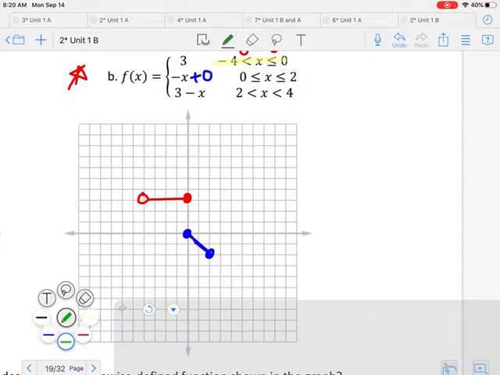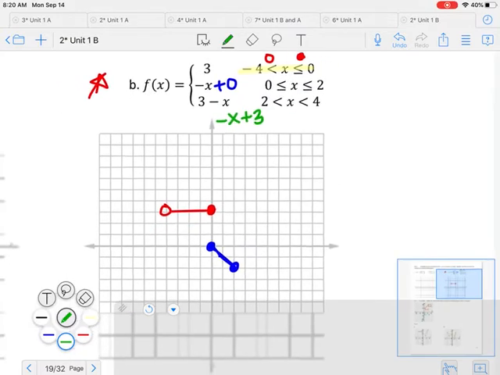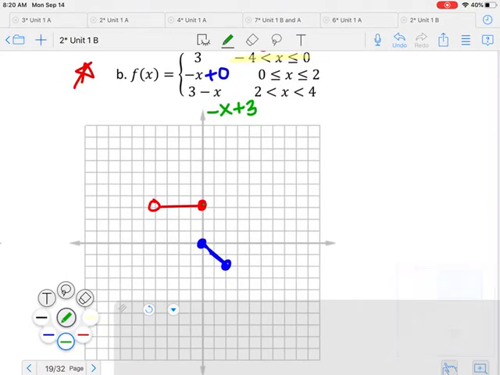And the final one, you might see it better if I put it in mx plus b. That would be a -x plus 3. Y-intercept is +3. And again, our slope is -1. So this is parallel to the little blue one. And our domain is from 2 to 4 with open circles.